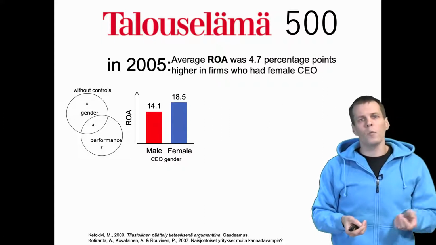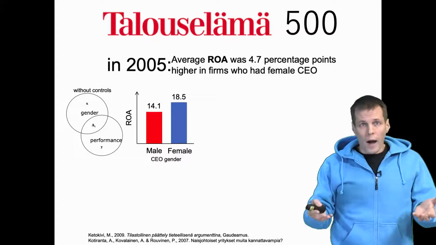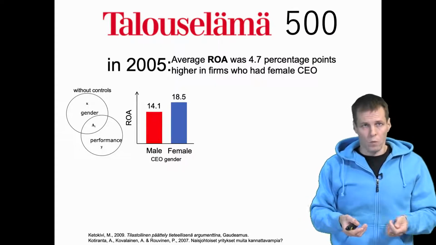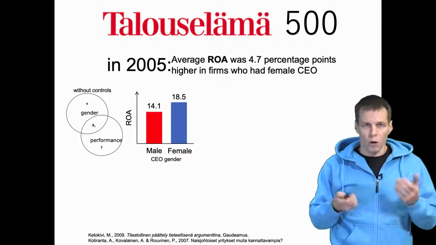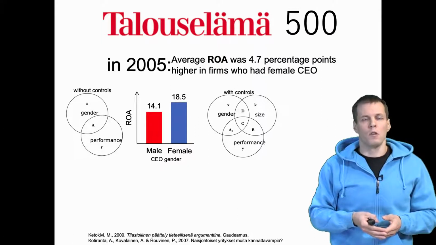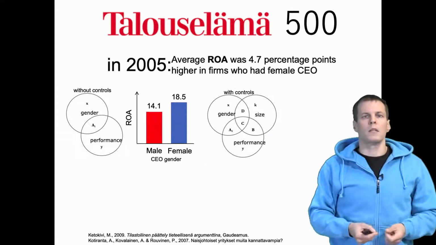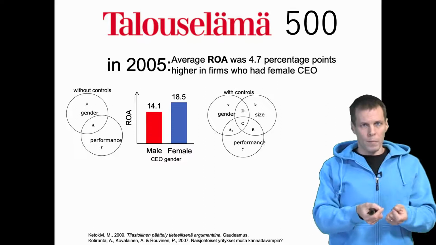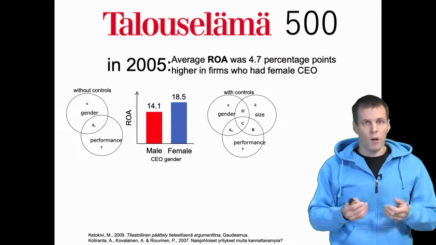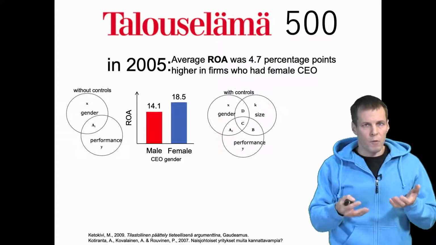Well, first of all, we need to have some kind of theory of why there would be a correlation that is not causal. We could, for example, say that there's a third variable, company size, that influences the correlation. We could say that small companies are more likely to have women CEOs, and small companies are more profitable. Therefore, company size causes a spurious correlation between gender and performance.